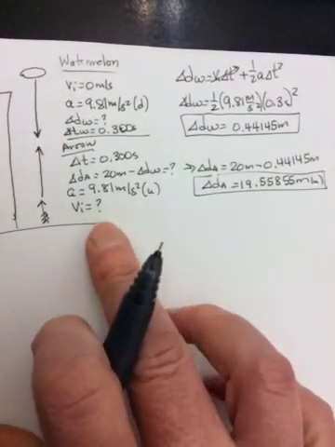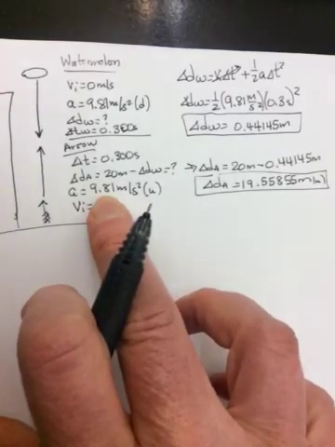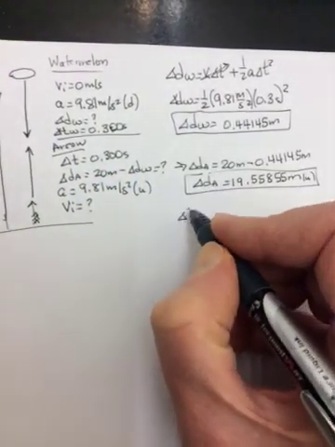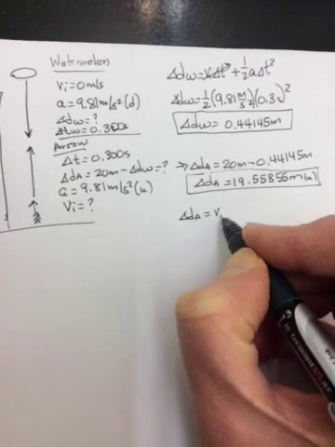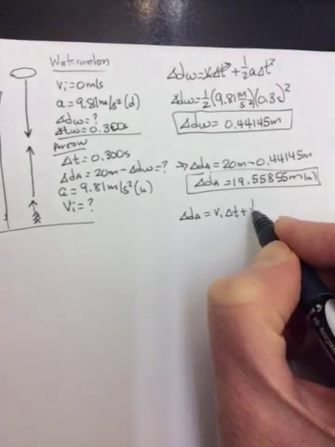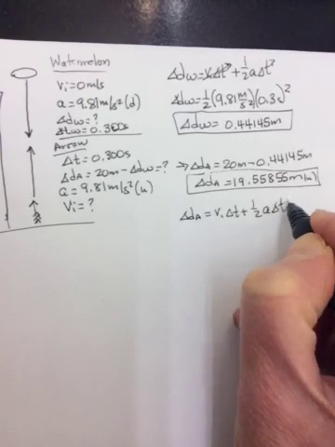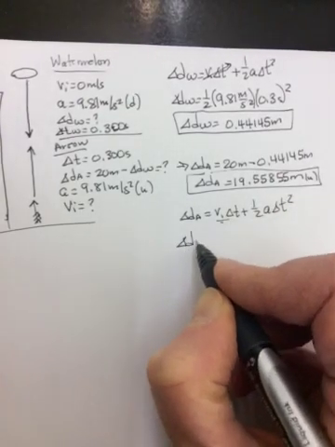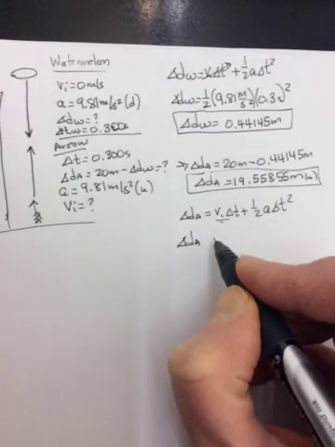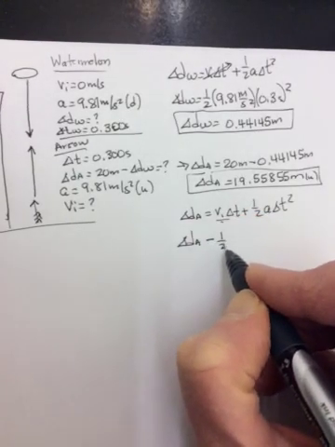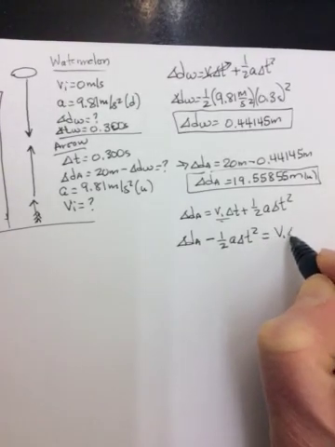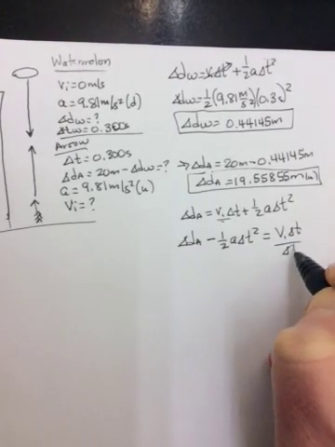So now we have delta D of the arrow, we have the VI, we want the VI, we have the A, we have the delta T. So now we can do delta D of the arrow is equal to VI delta T plus 1/2 A delta T squared, and we need to rearrange for the VI. So first step, move the 1/2 A delta T squared over by subtracting it, and then divide by the delta T.